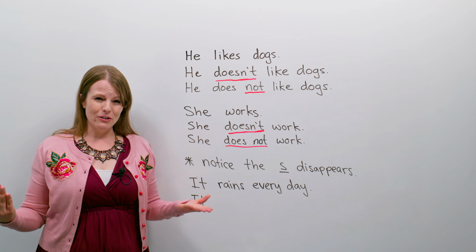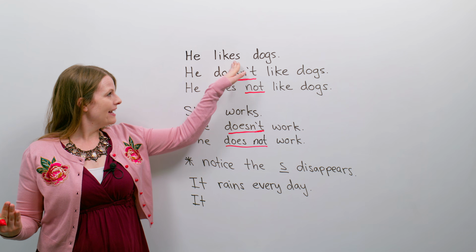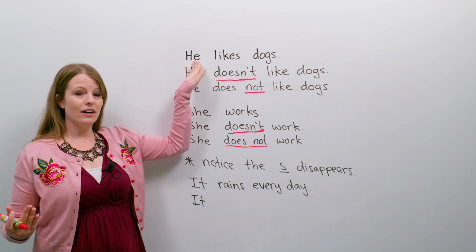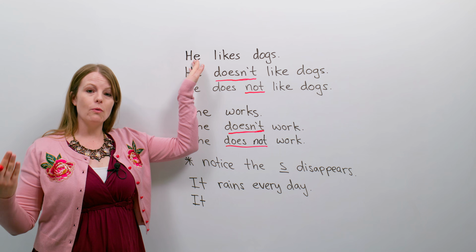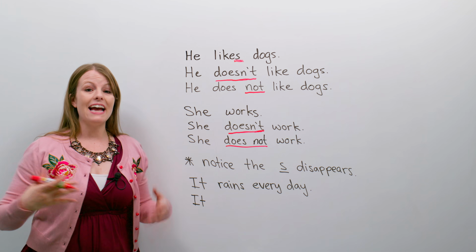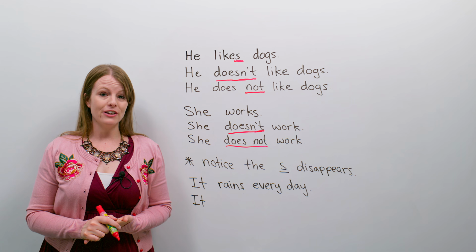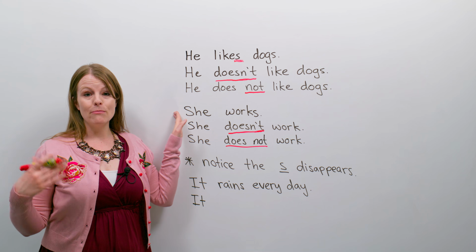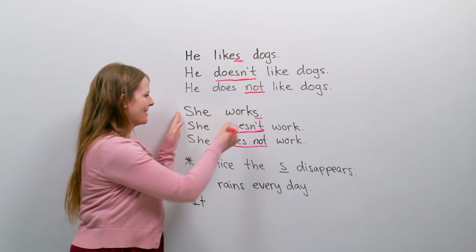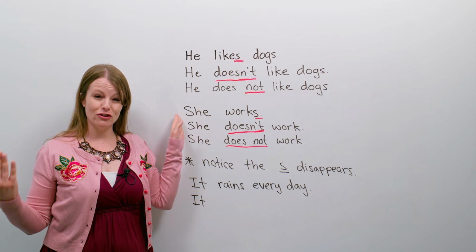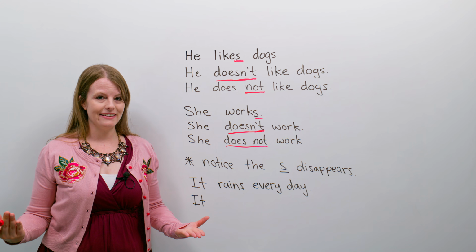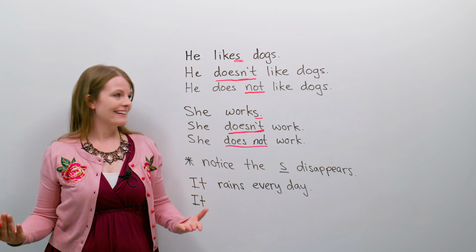Now, you might notice like has an S because we are talking about he. So when we conjugate in English, we add an S onto the verb for he. It's the same with she. She works. We add this S because we are talking about she. But in the negative sentence, we do not need an S.